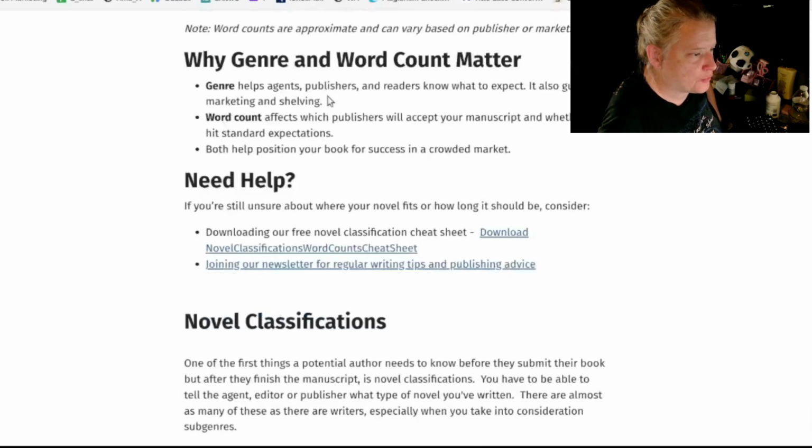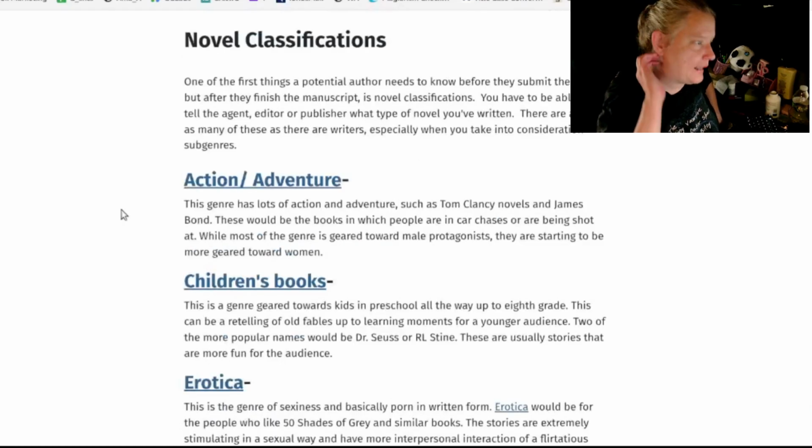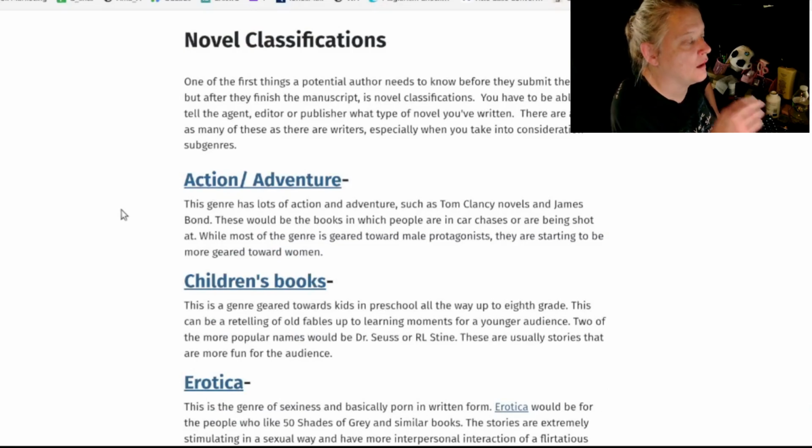So why do genre and word count matter? Genre helps agents, publishers, and readers know what to expect. It also guides marketing and where they stick it on the shelf if you happen to get it in a bookstore, or where they stick it on the category in the website. So let's take an in-depth look at the novel classifications.